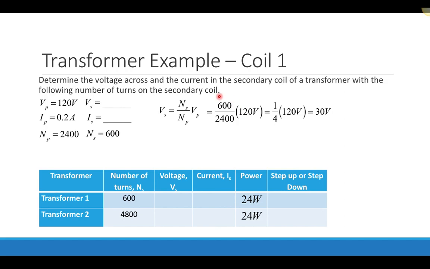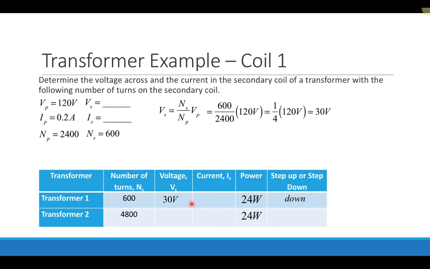If I look at this fraction of 600 over 2,400, that's actually 1 over 4. So 1 over 4 multiplied by 120 is 30 volts. So we know the voltage in transformer 1 is 30 volts, and we can figure out, is it a step up or a step down? Because the voltage was 120 and now it's 30, it's a step down transformer.